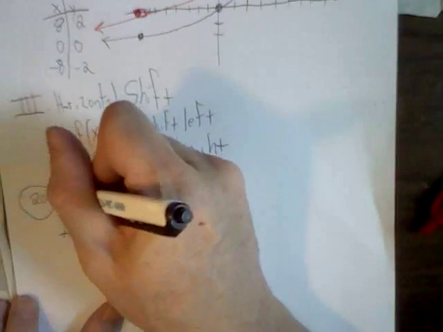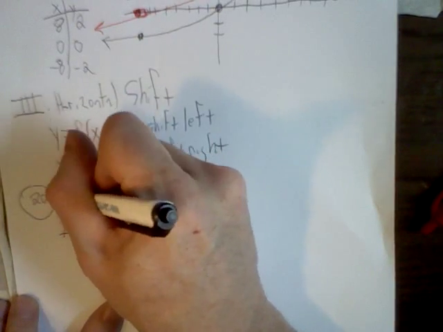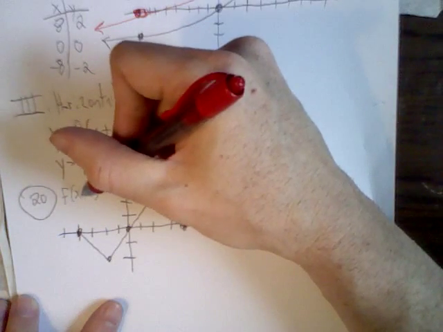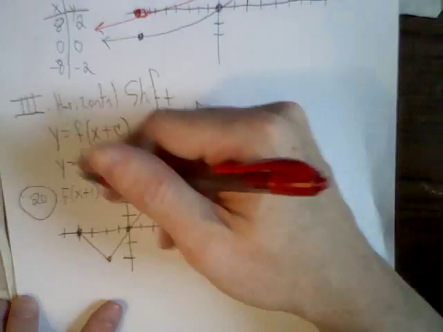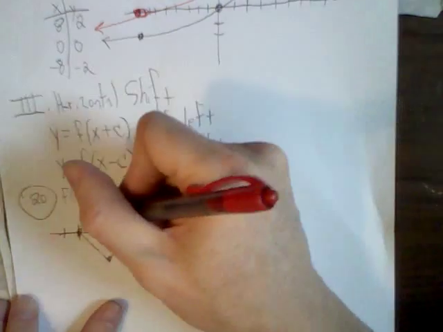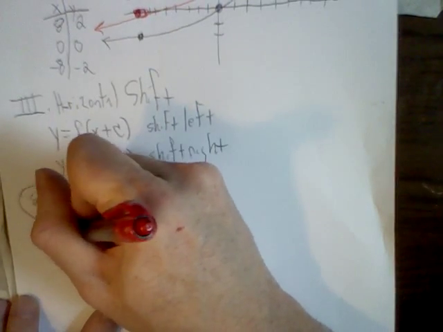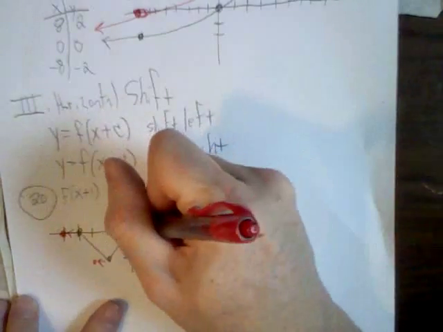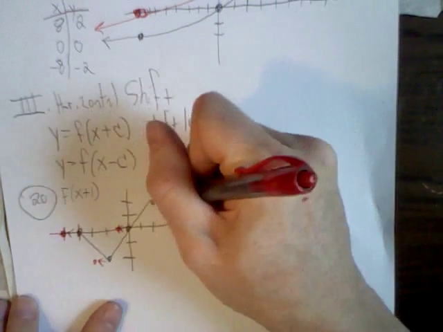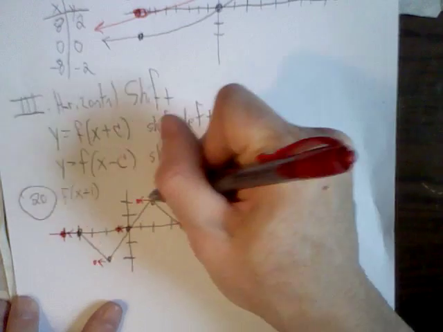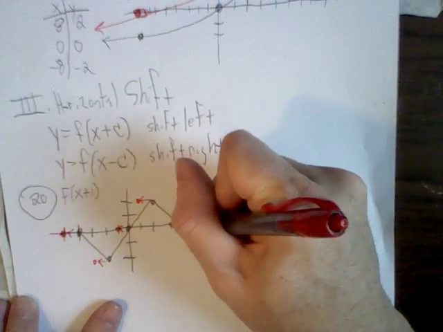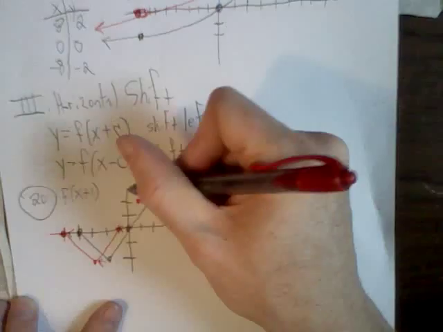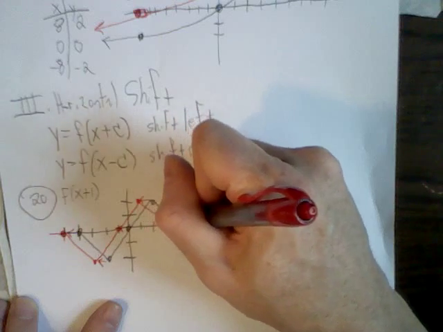The question wants you to draw then f of x plus 1. If you're adding 1, that's going to shift it to the left. So you need to take everything and move it over by one place. I'm moving this point over by 1, and this point over by 1, this point over by 1, this point over by 1, and likewise this point. So it just shifts the whole thing over one place. This will be our answer in red.